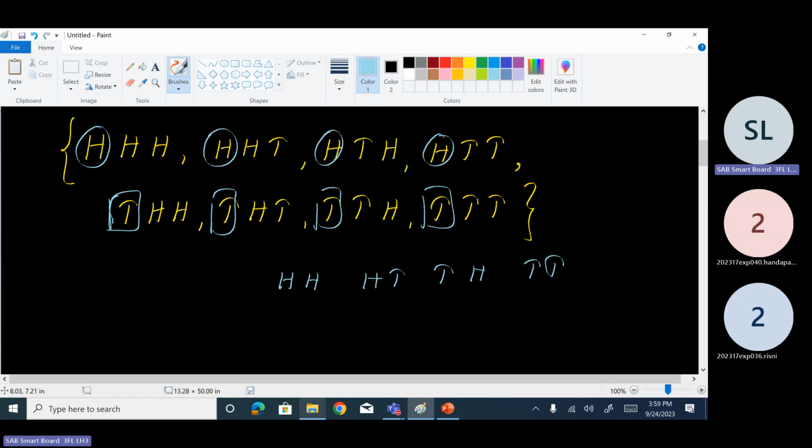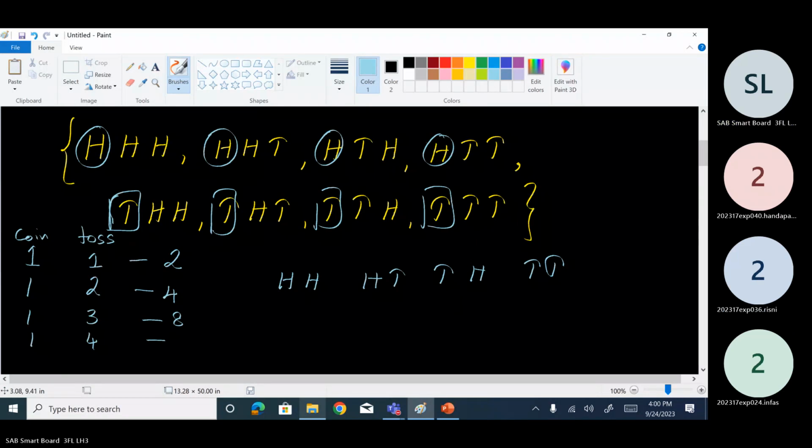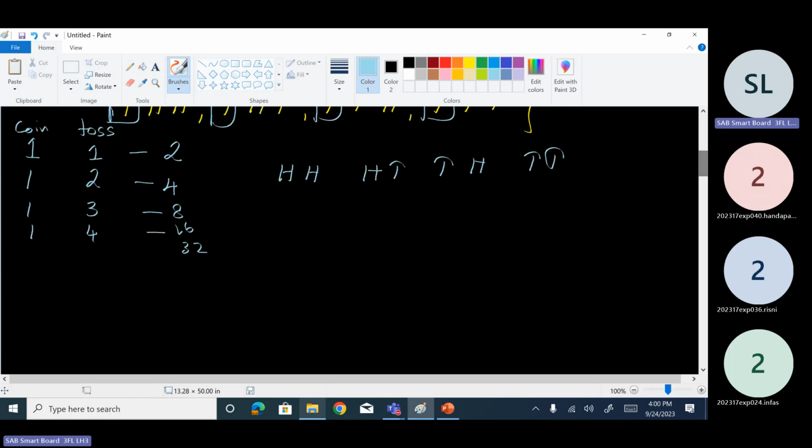Right. So now one coin you toss one time. How many possibilities? Two possibilities. One coin you toss two times, how many possibilities? Four possibilities. Right. One coin you toss three times, how many possibilities? Eight possibilities. One coin you toss four times, 16. Right. Then five times, it will be 32, right? So likewise, you are going on. If you toss a coin n times, n is any number, then how many possibilities?